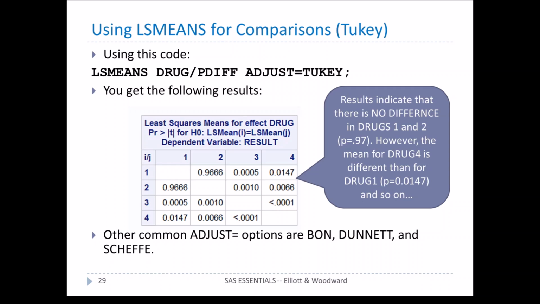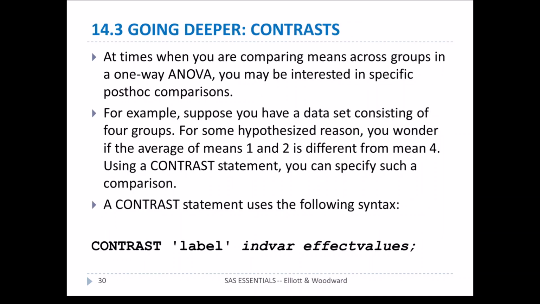You might also then do the other options like Bonferroni, Dunnett, and Scheffe. You should get pretty much the same answers, but it's a good exercise to do all of them. Again, why are there different ones? It could be a theoretical difference, or it could be simply that different disciplines came up with different ways to do this. Okay, let's look at section 14.3, going deeper, contrast.